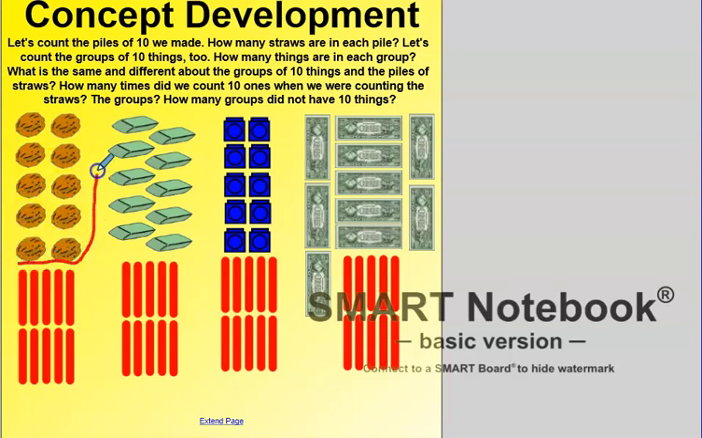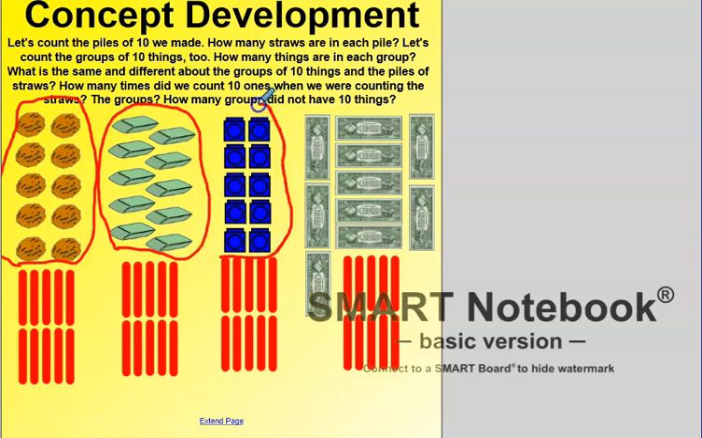We have 10 walnuts, right? Yep. Let's count the erasers. 1, 2, 3, 4, 5, 6, 7, 8, 9, 10. Let's count the cubes. 1, 2, 3, 4, 5, 6, 7, 8, 9, 10. Let's count the dollar bills. 1, 2, 3, 4, 5, 6, 7, 8, 9, 10.